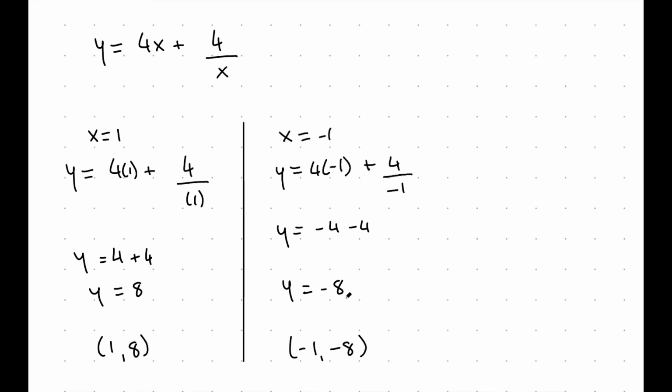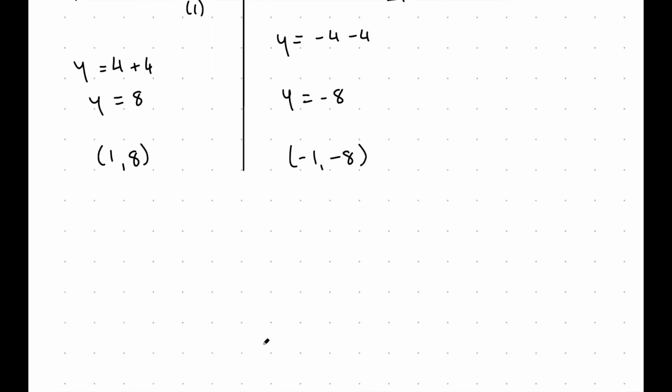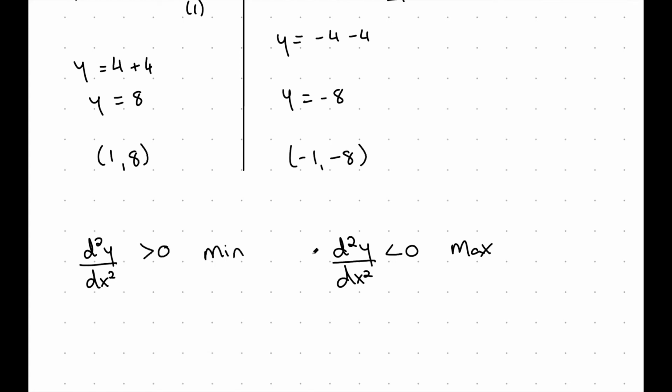At this stage in the question, I have found 2 turning points, but I don't know which one is my maximum and which one is my minimum. And I have to be able to show that I can determine which one is the maximum, which one is the minimum. And how we do that is we look for the second derivative. And what we know is that if we get the second derivative and we plug in the x value, if it's greater than 0, we have a minimum. And if our second derivative is less than 0, we have a maximum.